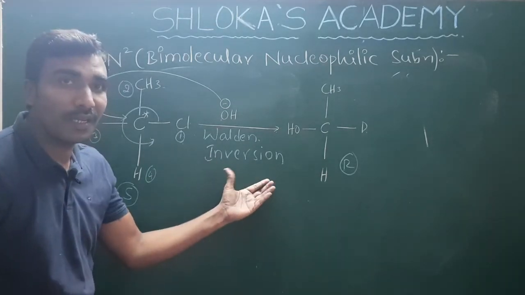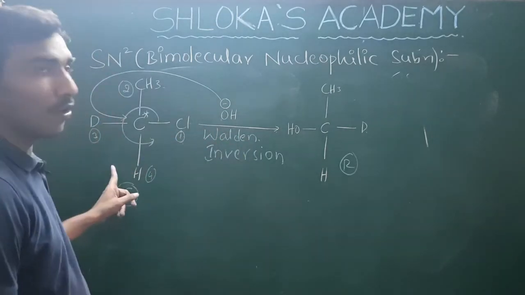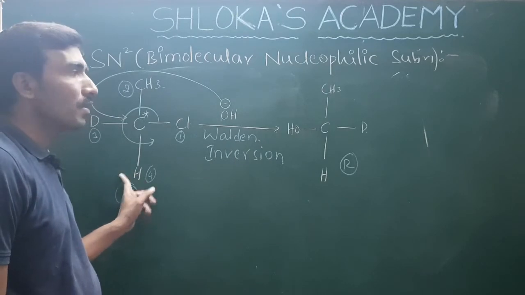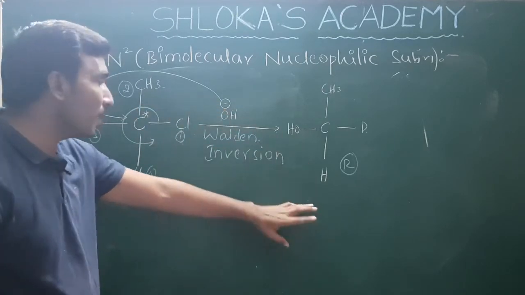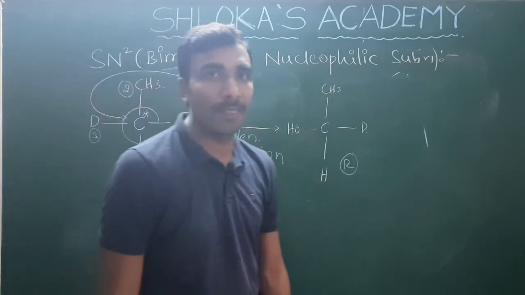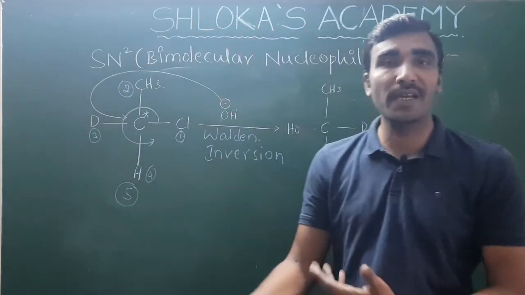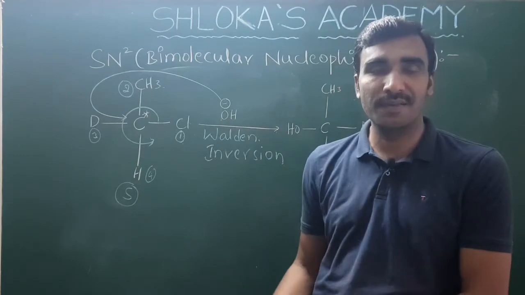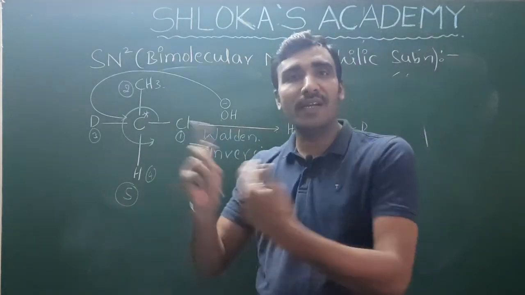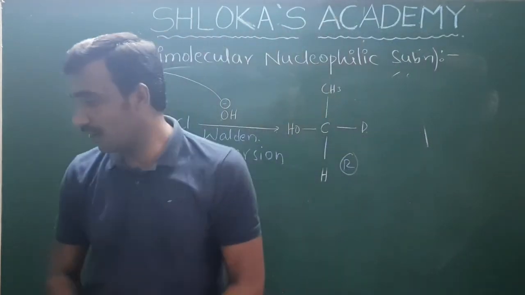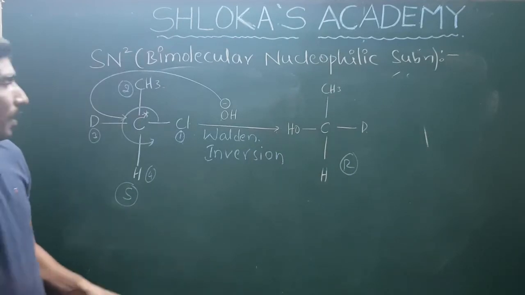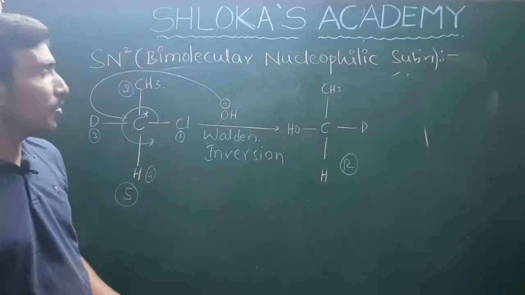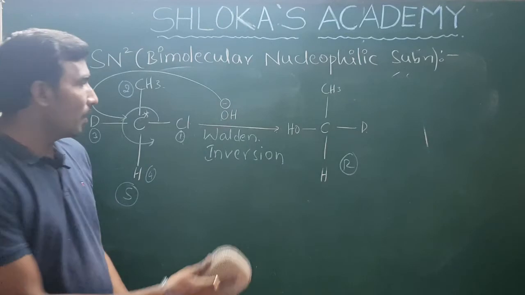What is stereochemistry? If you start with a chiral molecule, the product is always inverted as compared to the substrate. If you start with S, you get R. If you start with R, you get S. If you start with dextro, you will get levo. Inverted product, 100%. Right? So this is the stereochemistry of the product.